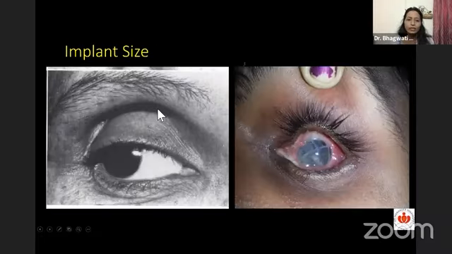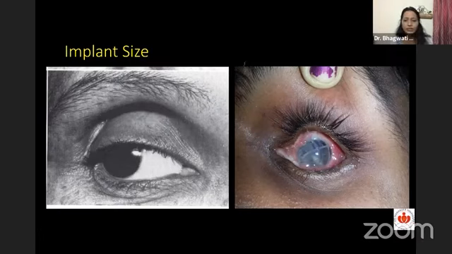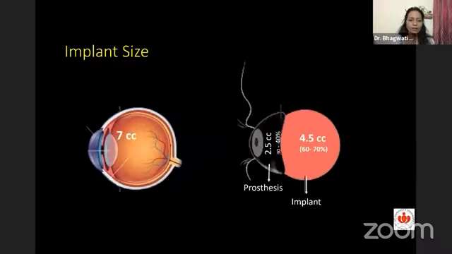Now, if you are putting a smaller implant, there may be a superior sulcus defect like this, and the prosthetic motility may not be very good. If you use a larger implant, there are the chances of implant extrusion or erosion, and you may not be able to put a prosthesis in the front. So hence, we need to put an optimum size implant.